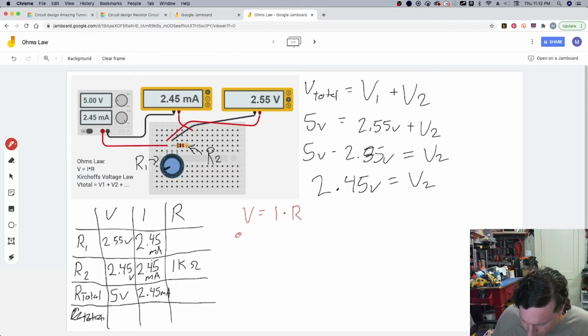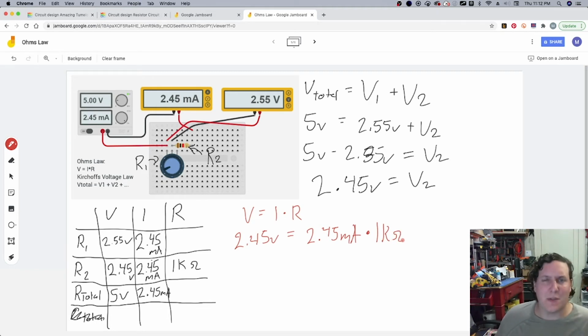So in this case, 2.45 volts equals 2.45 milliamps times 1 kiloohm, or 1,000 ohms. Now, an important thing to remember about Ohm's Law is that it only works if all of your units are in their base value. So for us, that means that we need to do a little bit of unit conversions.